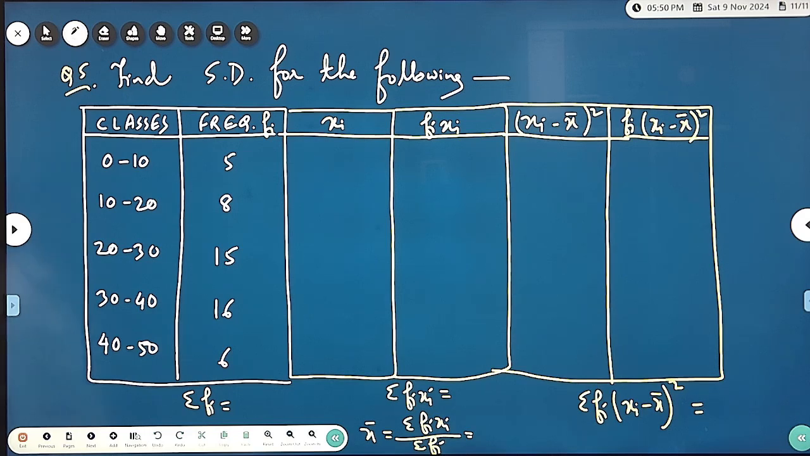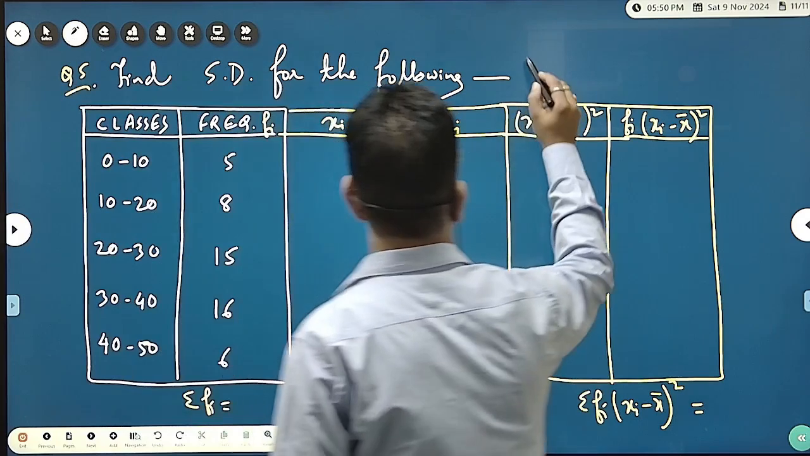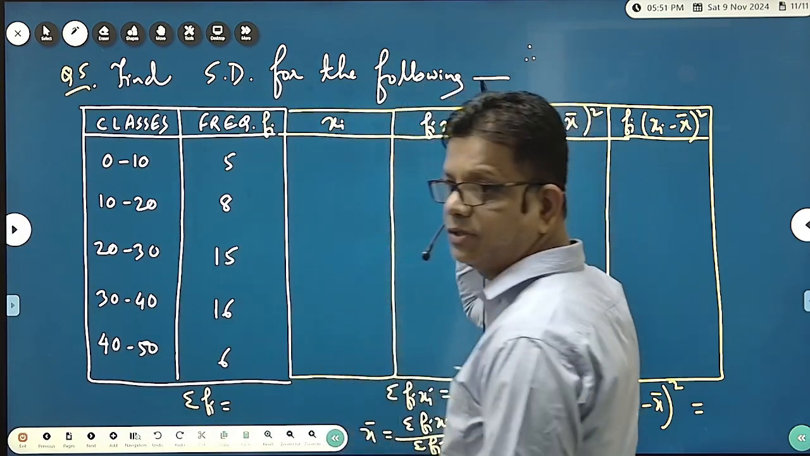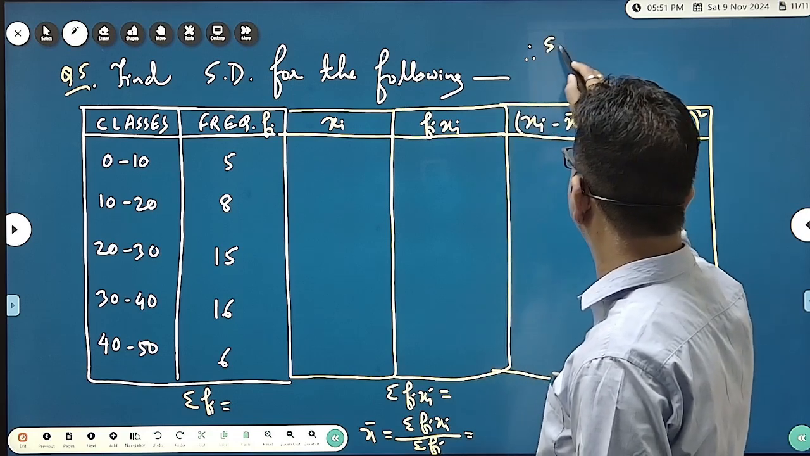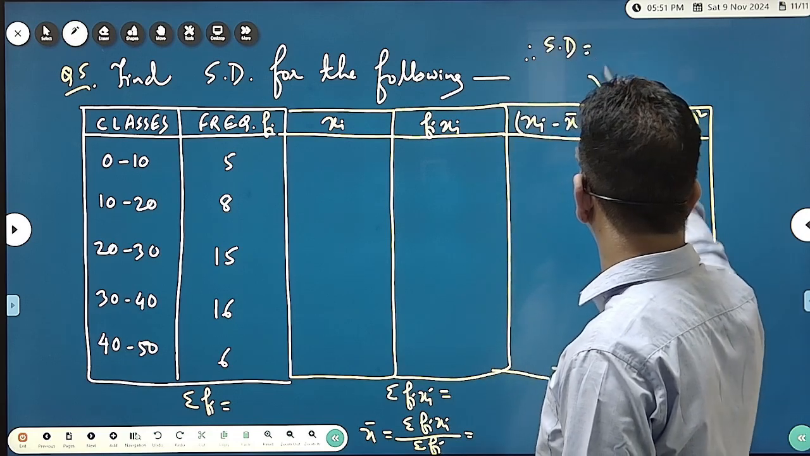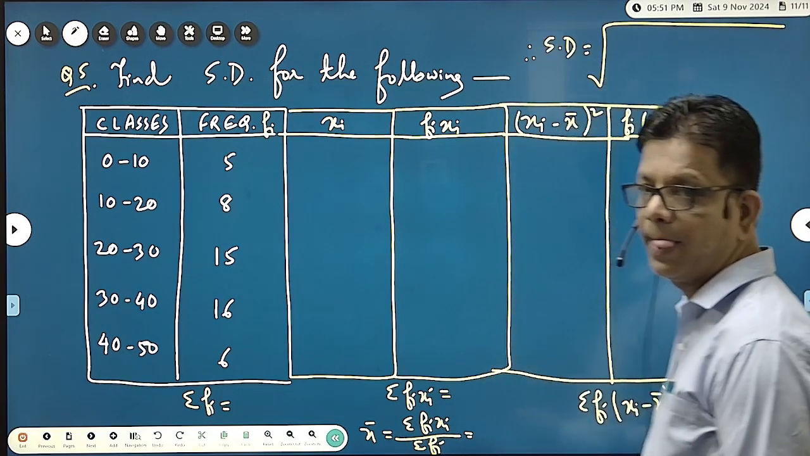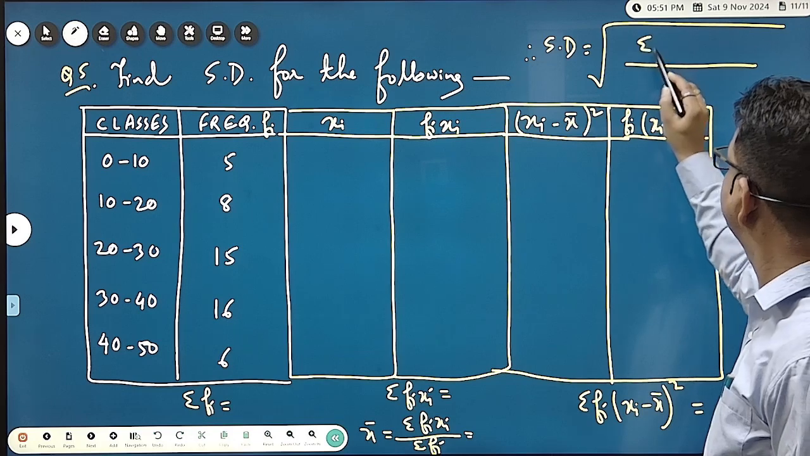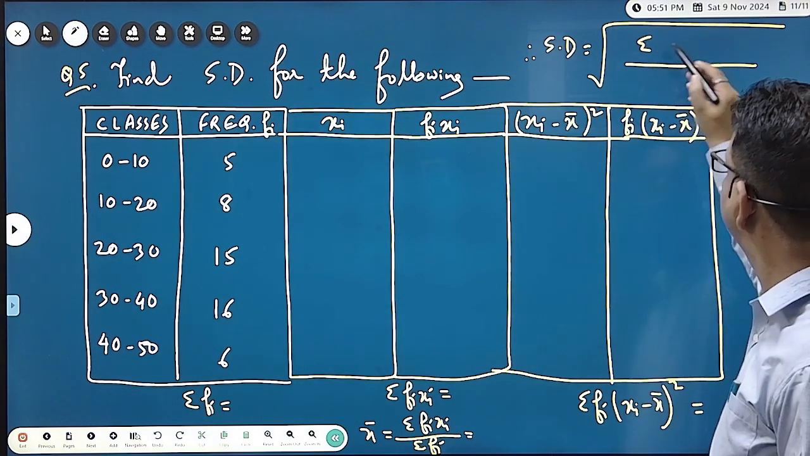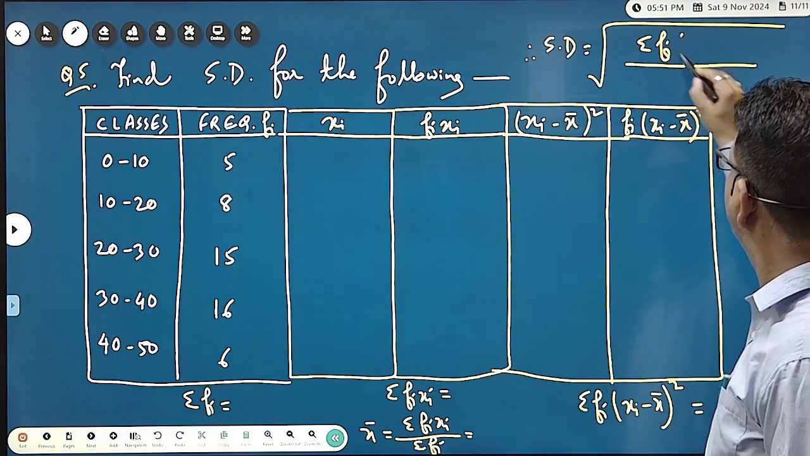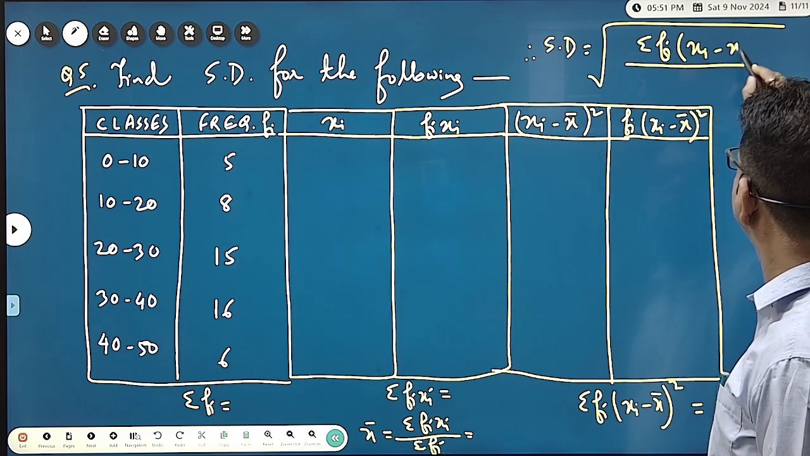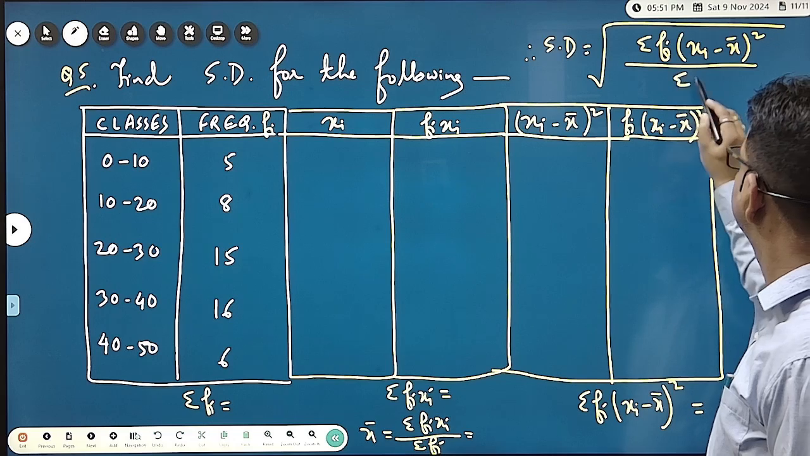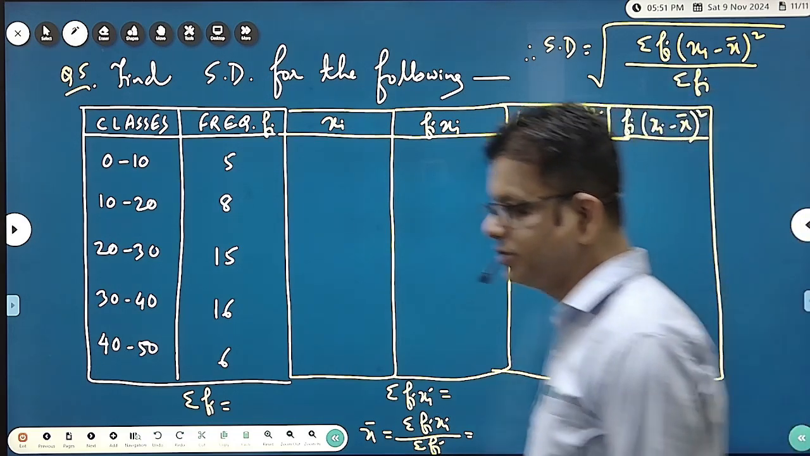I'm just writing the formula above. Therefore, standard deviation is asked, so we must take the square root. Standard deviation means the square root. Yes or no? So it will be the square root of the summation of fi (xi minus x bar) whole square divided by the summation of fi. I'm just writing the formula here so that you can do it easily.